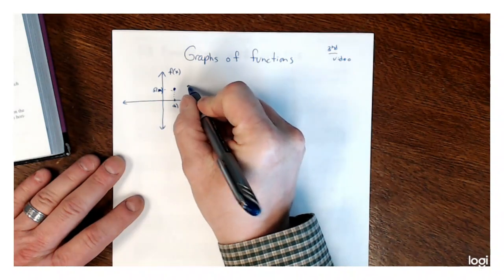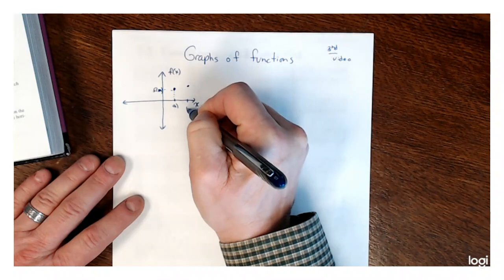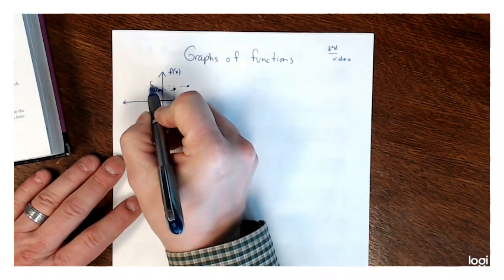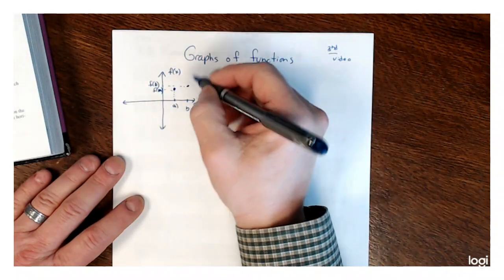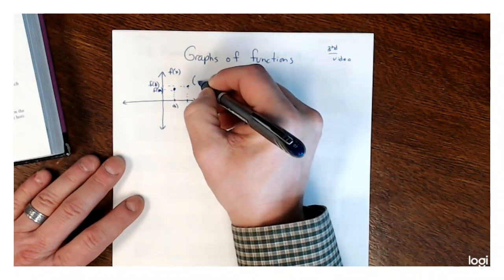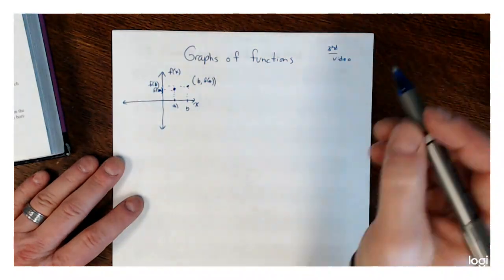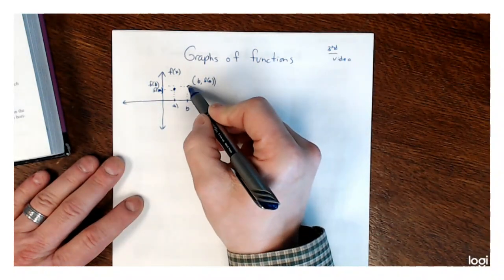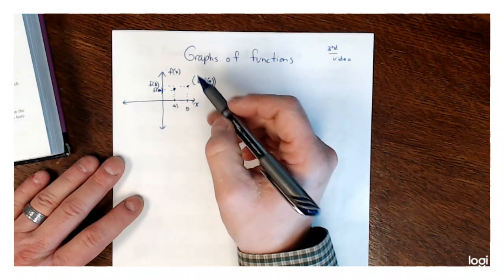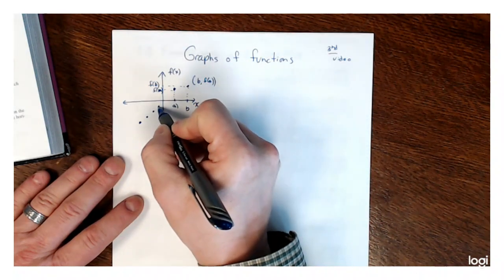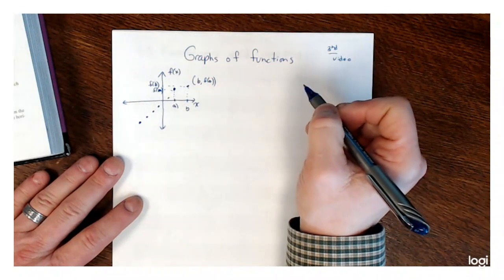Let's add another point. Let's call it point B. And now that maps to f of b. And we actually have the coordinate point now, b, f of b. Now this is a function as well. For this input, I have one corresponding output. In fact, I could string a whole bunch of points together and I would still make a function.